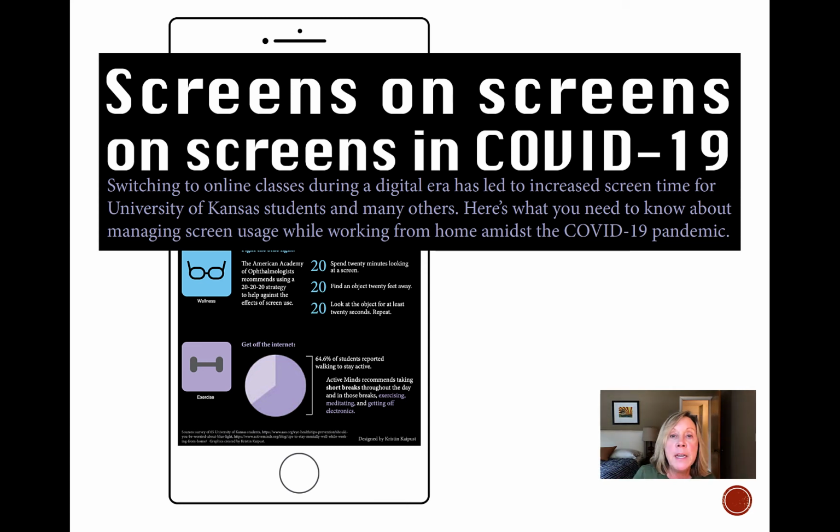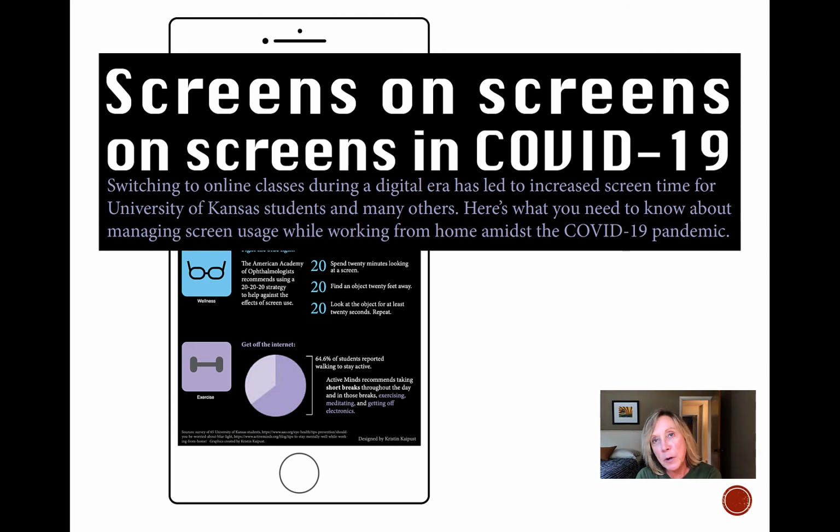This is from an infographic about how much time University of Kansas students and many others were spending on screens once they were working at home during COVID. Switching to online classes during a digital era has led to increased screen time for University of Kansas students and many others. So now we're focusing on KU students, but we're really broadening it to students. Here's what you need to know about managing screen use while working from home amidst the COVID-19 pandemic.